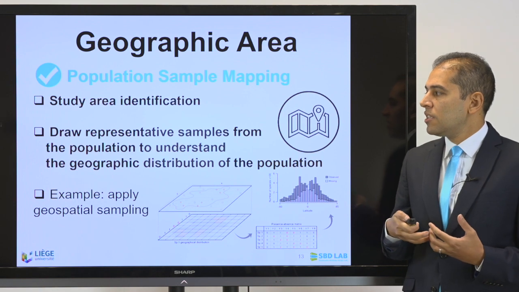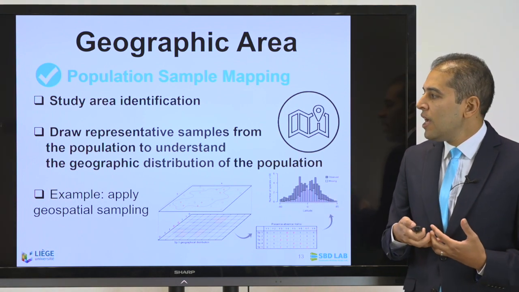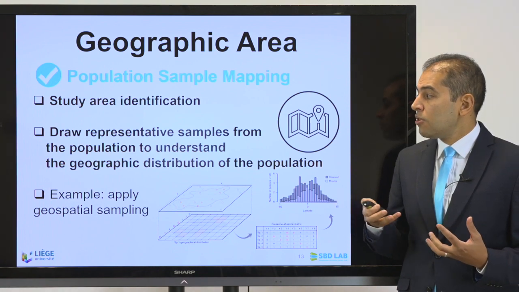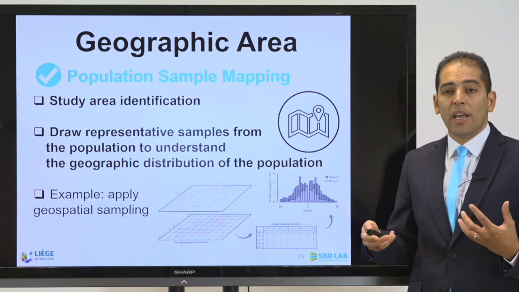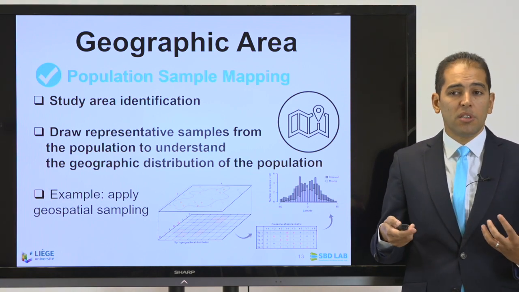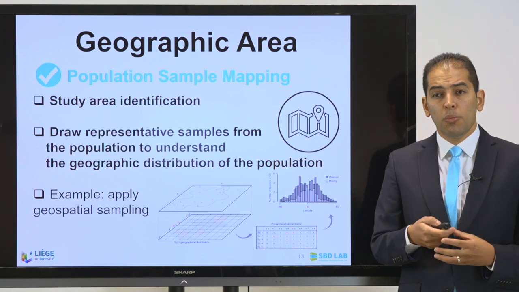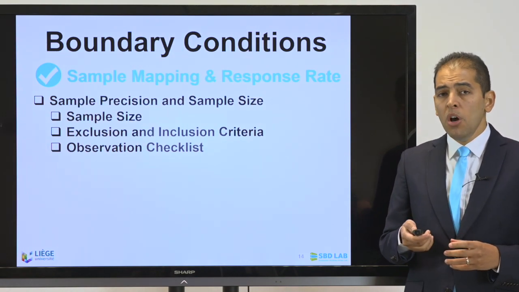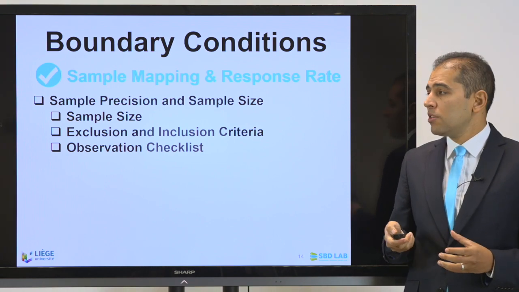So here we are studying the area, and we are starting to identify the locations where we will be working on, and we draw representative samples from the population to understand the geographic distribution of the population. And here we can apply geospatial sampling, for example, to make sure that we will have a representative population with appropriate distribution.